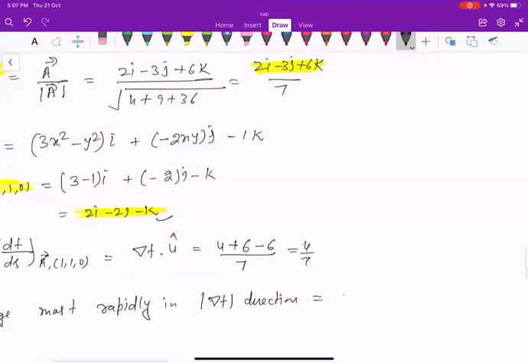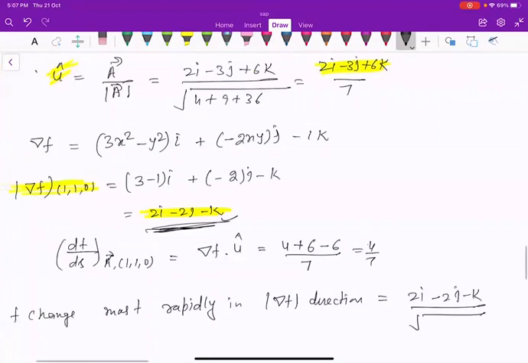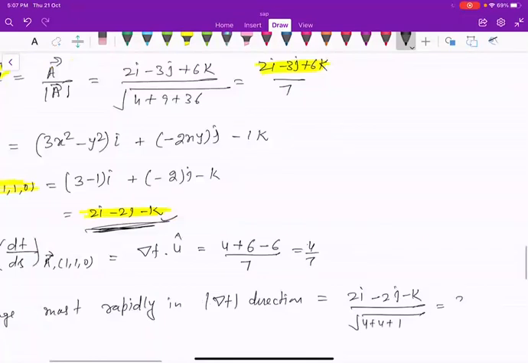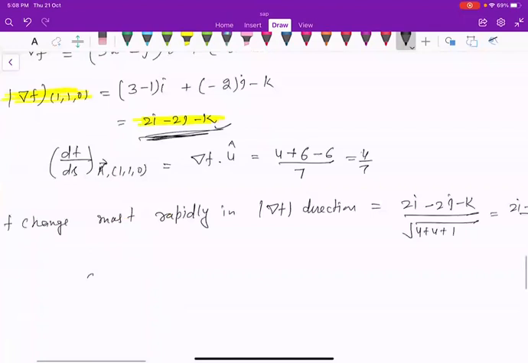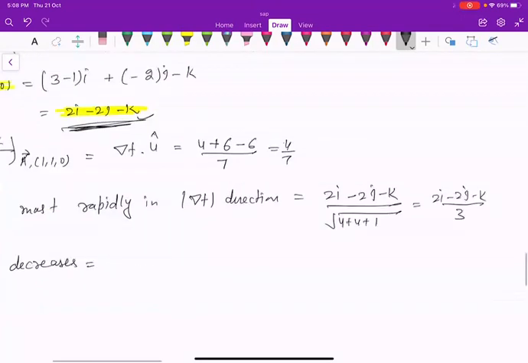So it is 2i minus 2j minus k upon the magnitude of del f, square root of 4 plus 4 plus 1, which is 3. So 2i minus 2j minus k upon 3. And f decreases most rapidly in the direction minus of 2i minus 2j minus k upon 3. That means minus del f direction.